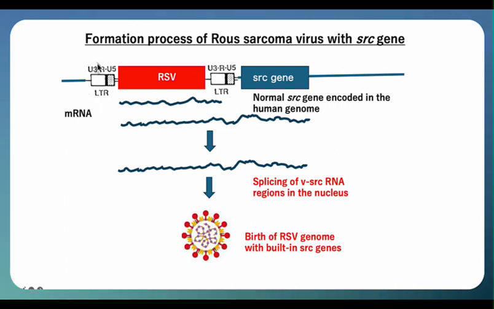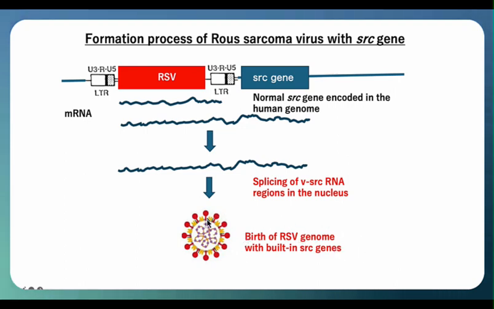Normally, transcription of the Rous sarcoma virus starts from the upstream long terminal repeat, or LTR, and terminates at the downstream LTR. However, in this case, transcription continued beyond the downstream LTR and into the src gene, terminating downstream of it. This resulted in an unusually long transcript. This transcript underwent splicing in the nucleus. While the Rous sarcoma virus genes originally lacked introns, the host's src gene contained many introns. Through splicing, Rous sarcoma virus with an intronless src gene was produced.